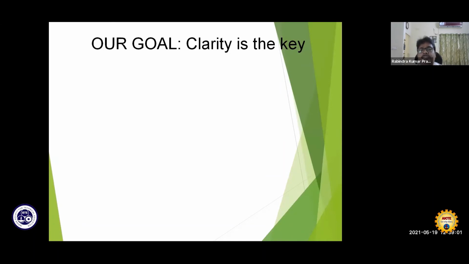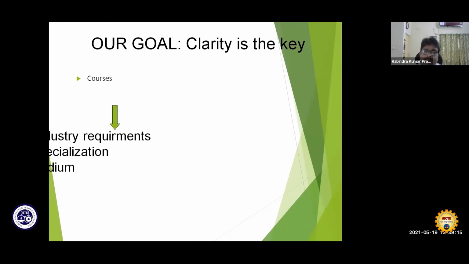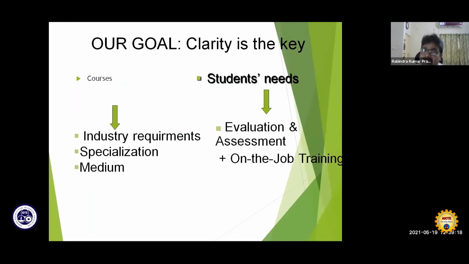The prime goal of the teaching learning process is to bring clarity. Clarity is the key in the teaching learning process. Whatever courses we are teaching in the classroom, courses are designed keeping in mind academic as well as industry requirements. Some of them are specialized. We look at the medium of instruction as per the course needs. So what are the course needs and what are the students' needs? These two are very, very important, and a teacher has to keep them in mind always.